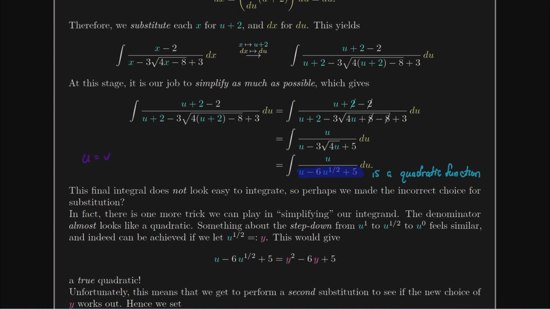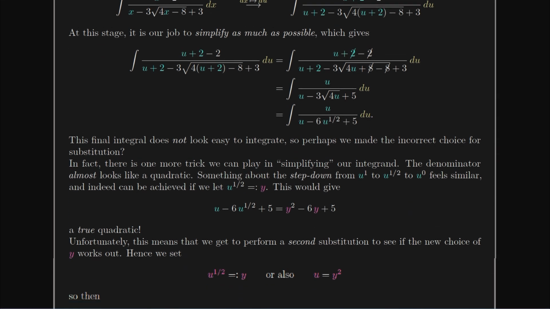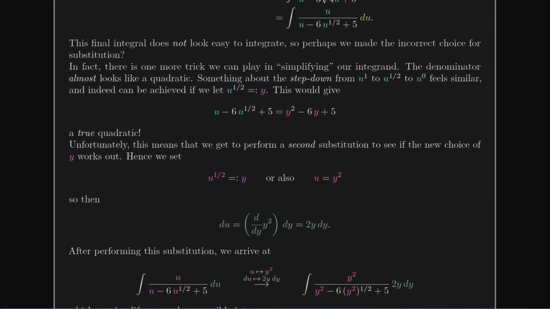So we could let this u happen to be something like y squared, and that's really what I have down here. If we let u be y squared, then u to the 1/2 is actually y squared to the 1/2. It's just y. This ends up being y squared minus 6y plus 5. There, we've got ourselves a quadratic function. And so there's actually a quadratic function hiding in the denominator. But what that actually is, when I do this u to the 1/2 is equal to y, or u equals y squared, that itself is another substitution.